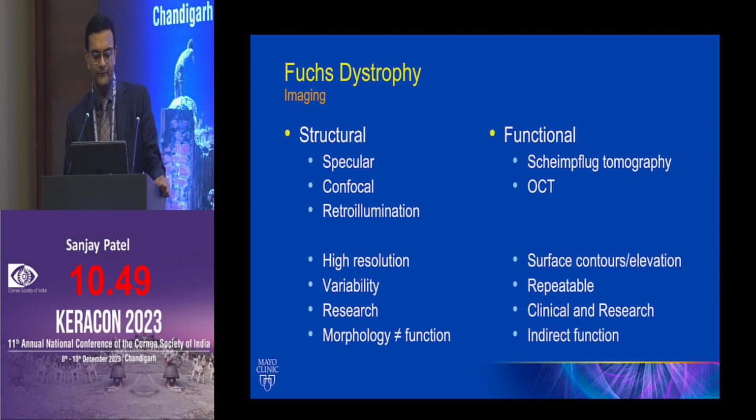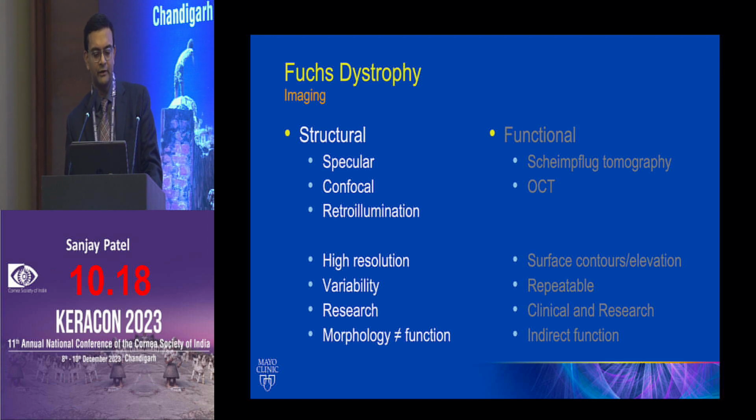And so functional imaging tends to be measuring the surface contours or elevation. It is actually more repeatable, and aside from research, has a strong application in clinical practice. So if you're seeing patients with Fuchs dystrophy, either as a cataract surgeon or a cornea specialist, this is very important and very relevant clinically. And it really becomes an indirect assessment of function.